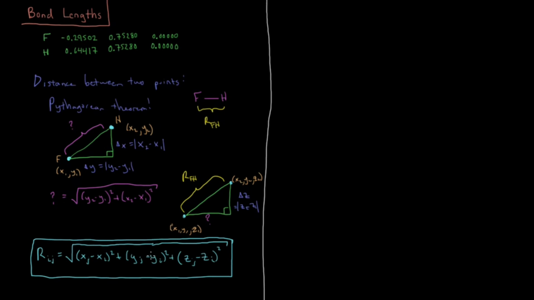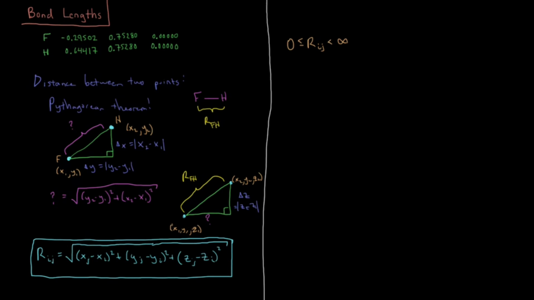Now we're going to take note of a few general properties of what these values can be. In general, we're going to have 0 less than or equal to rij, and hopefully it will be greater than 0 unless i equals j. And so 0 is less than or equal to rij, which is less than infinity, as long as these are all finite values in the XYZ file.